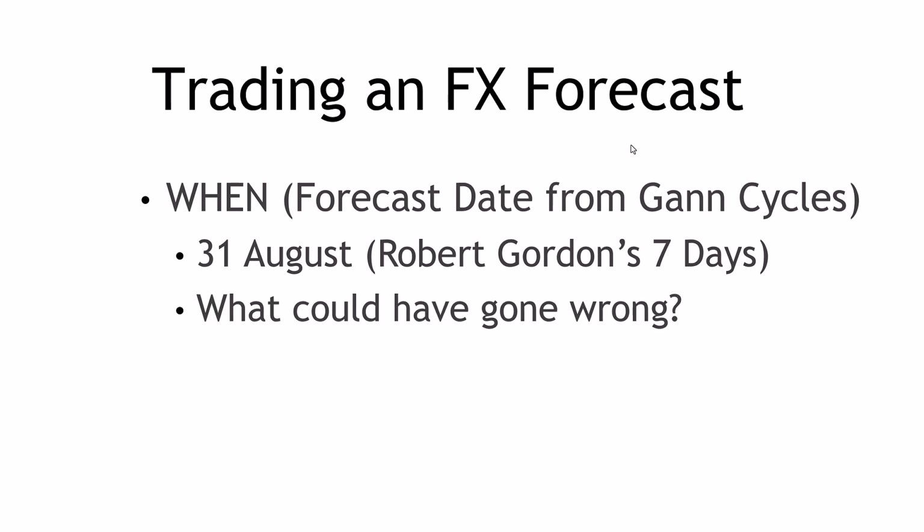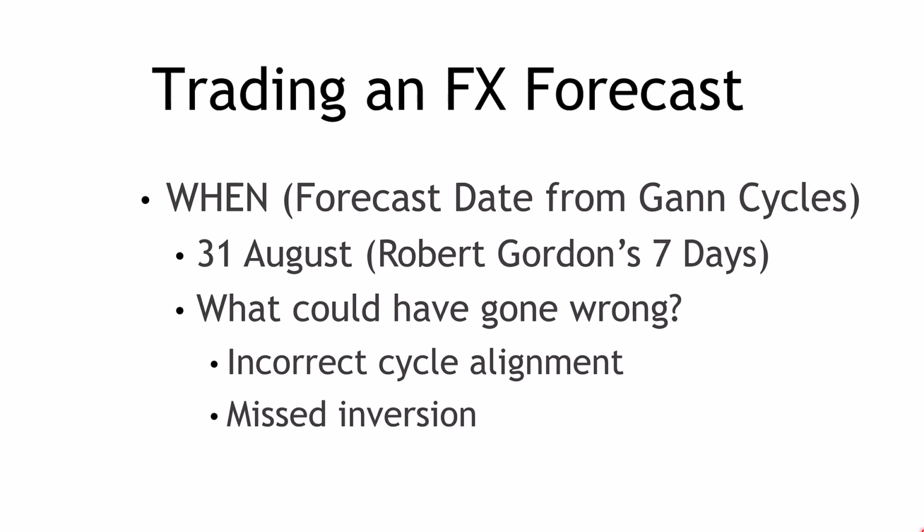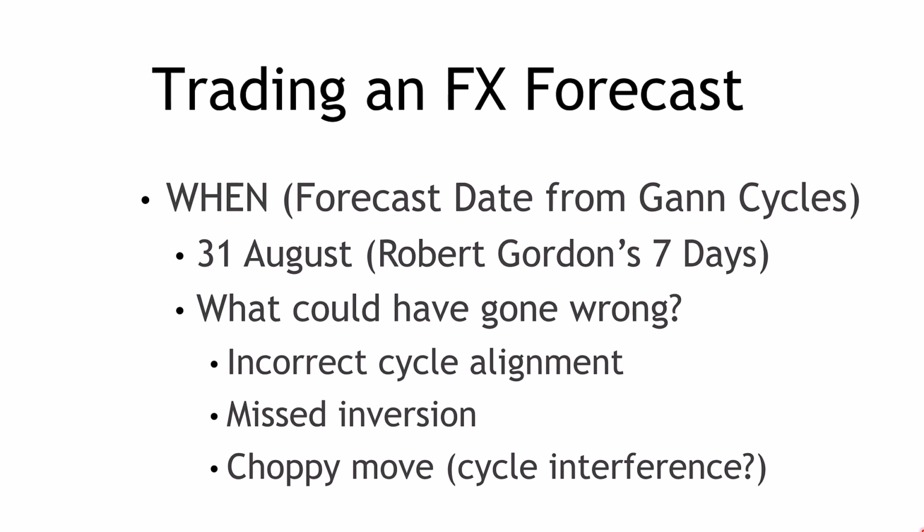So I have to ask myself the question, well, what could have gone wrong? Well, the first thing to consider is, is my cycle alignment incorrect? Gann said that if you have the right starting point, you get the right end point. So maybe I've got an incorrect cycle alignment. We'll touch on that in just a moment. Or have I missed an inversion? That's more common. Or thirdly, are we just in a choppy move? Is there some cycle interference that I have missed or don't fully understand yet? So there's a few things to consider there.